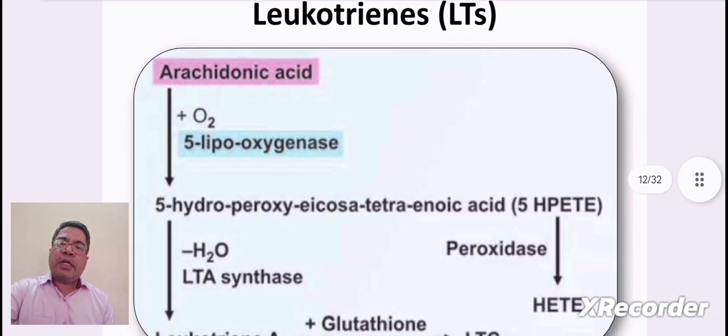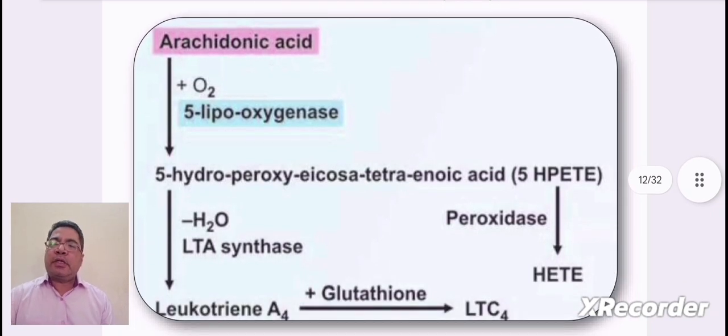In this diagram, we can see arachidonic acid is converted into 5-hydroxyeicosatetraenoic acid with the help of the enzyme 5-lipoxygenase.